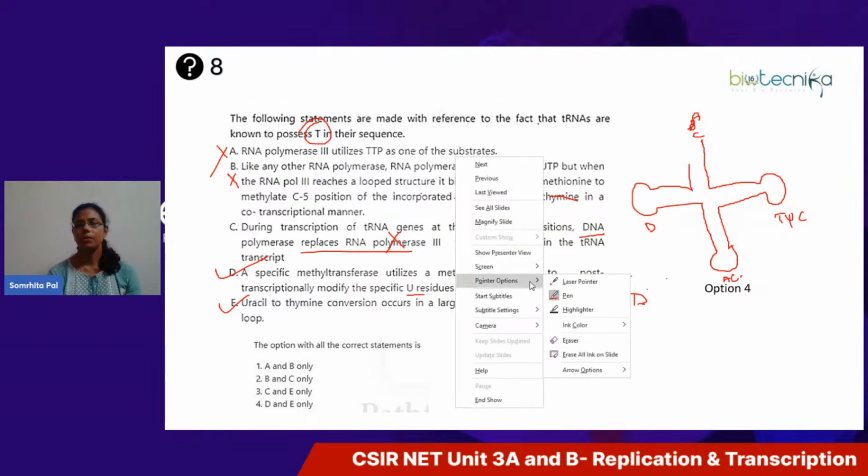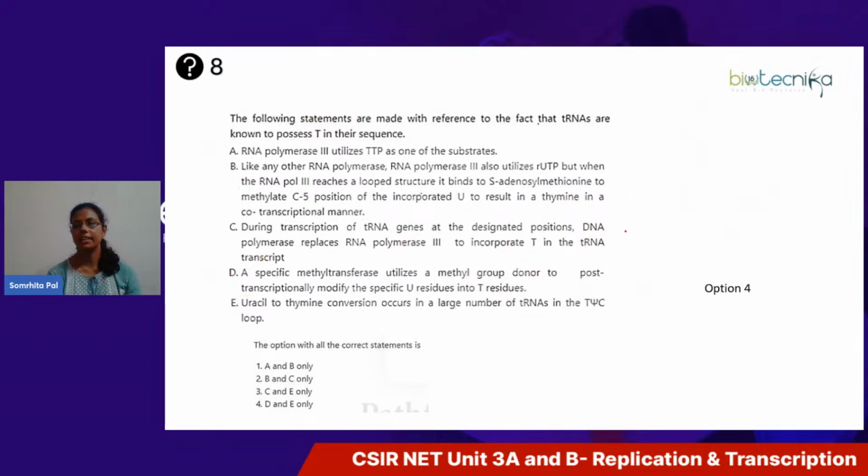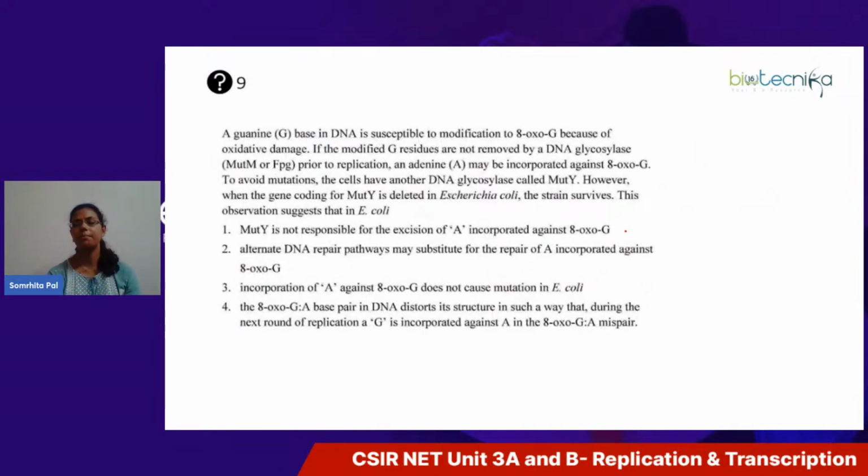So next time, go and read the tRNAs. Okay, the processing is very simple, just a few steps. That's it, not a very elaborate one. Okay, so quickly going to question number 9.